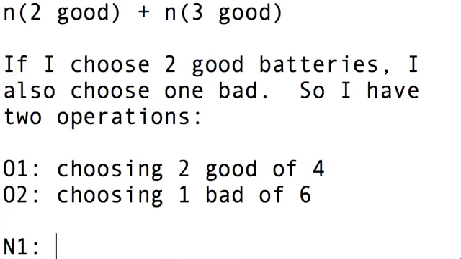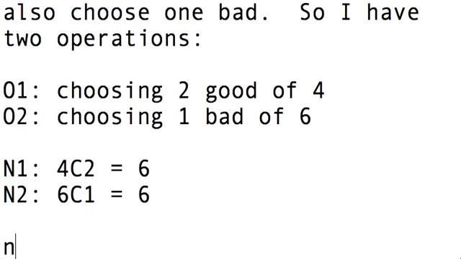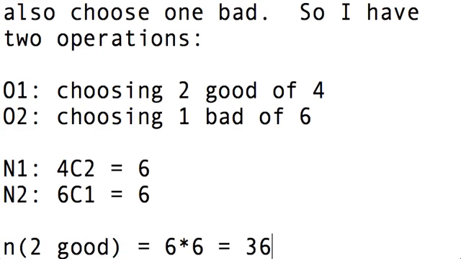The number of ways of doing the first one is 4 choose 2. There are 4 total good batteries, and I'm choosing 2 of them. And the number of ways of doing that should be 6. The number of ways of choosing 1 bad out of 6, well, you could write it as 6 choose 1, but this number is also 6 because I'm just choosing 1 out of 6. There are 6 ways to do that. So the total number of ways of choosing 2 good is 6 times 6, which is 36.